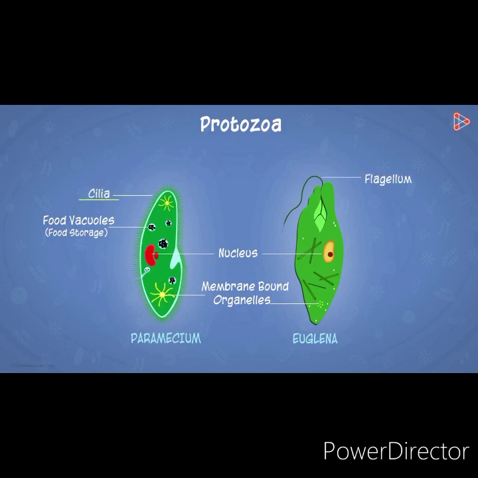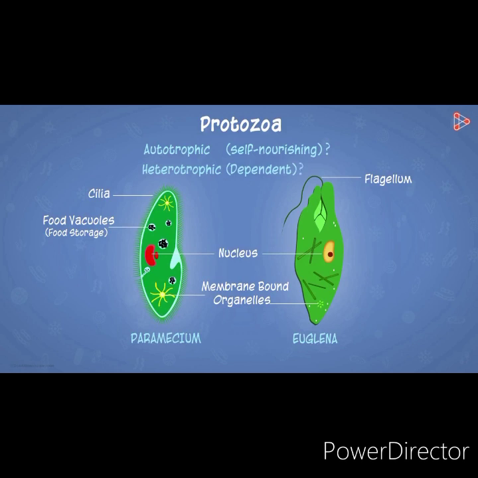Many of them have additional features like cilia or flagellum for locomotion. Cilia are these tiny hair-like structures which are present throughout the body. Flagellum, on the other hand, is usually a slender long filament which is single or rarely multiple in number. Now, this was their structure. What could be their nutrition type?